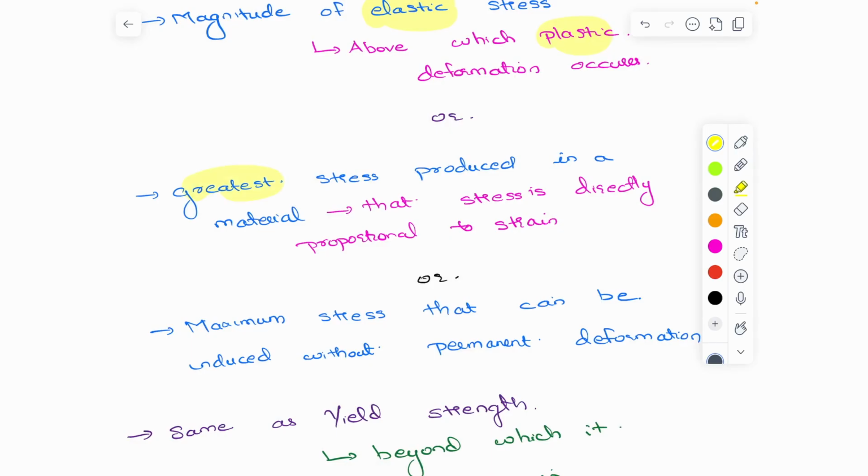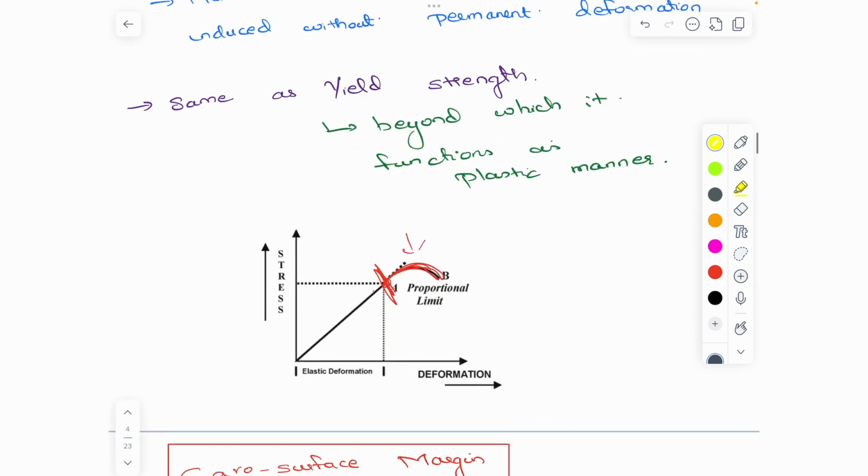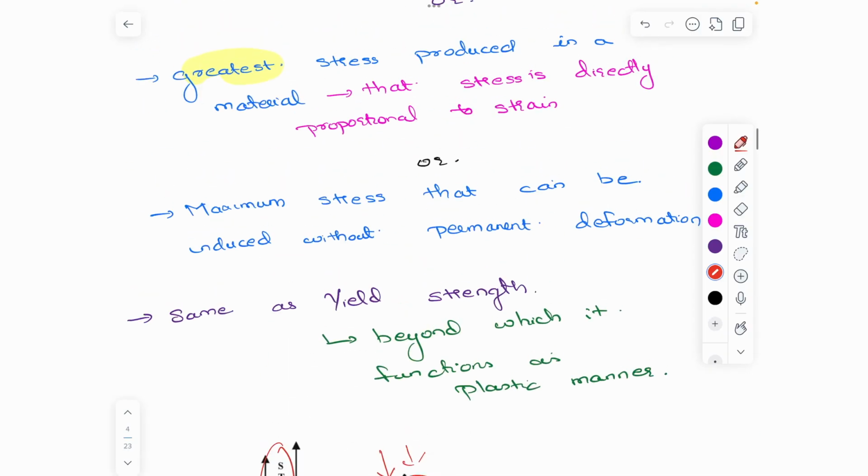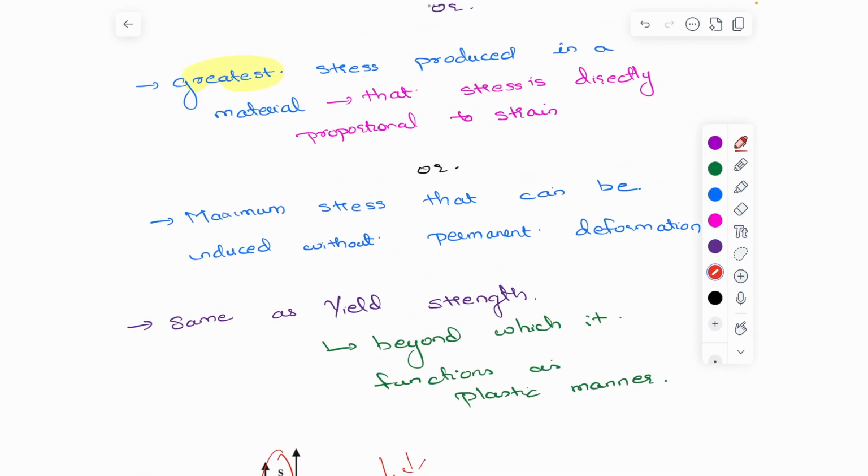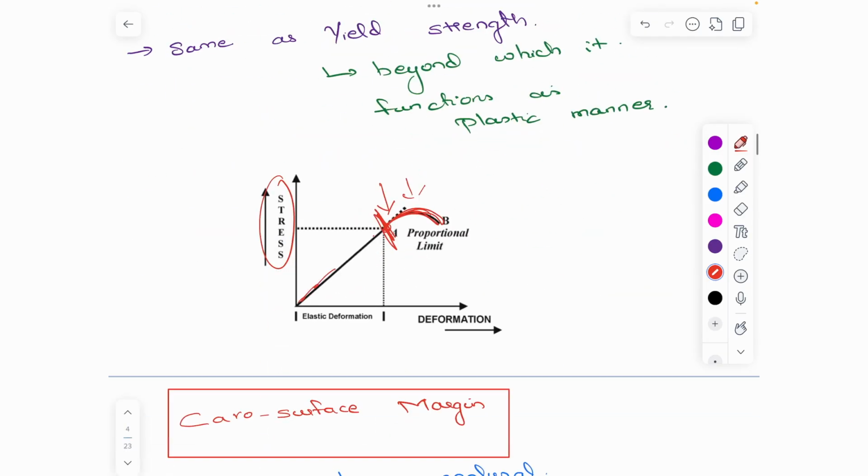So this is again the greatest stress produced in a material, the greatest stress so that the stress is directly proportional to the strain. So what does the greatest stress mean? Here the greatest stress will be up to this particular point. This is a stress graph. So this is the greatest stress produced in a material up to which stress is directly proportional to strain. So till here, till this particular point, I'll just rub this, means to say that till this particular point, the stress is directly proportional to strain.